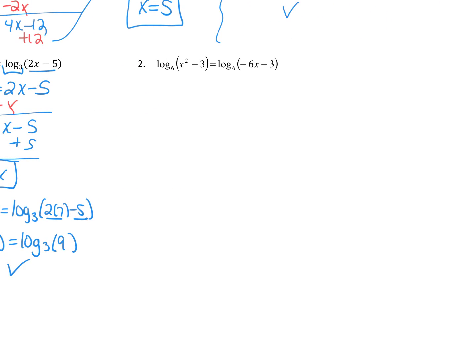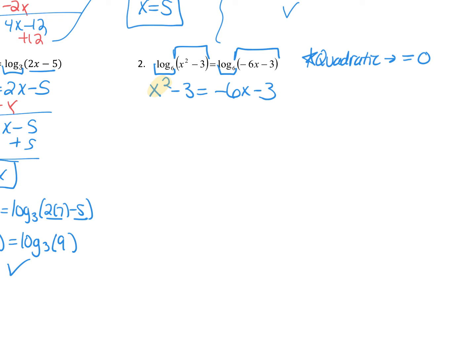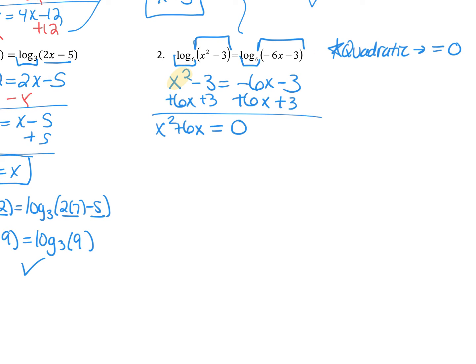In number 2, we're going to start this problem the same way. I have log base 6 and log base 6, so I'm going to set my arguments, or my insides, equal to each other. Now this time's a little bit different because I have an x squared, meaning I have a quadratic equation. And when we have a quadratic equation, we want to set our equation equal to 0. So since the x squared is on the left, I'm going to move everything over to the left. And so I'm going to get x squared plus 6x, well, negative 3 plus 3 is 0. So I'm going to have x squared plus 6x equals 0.